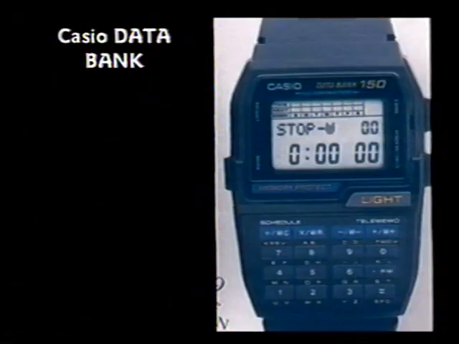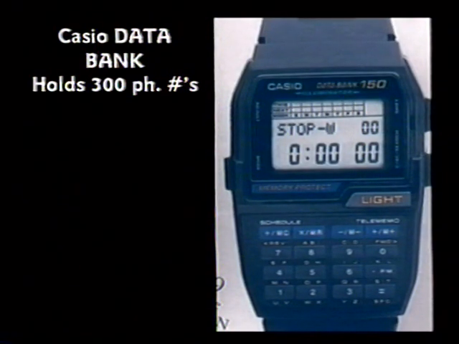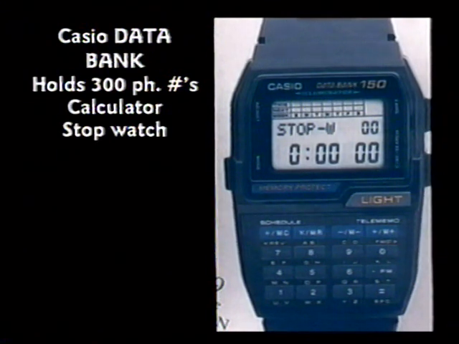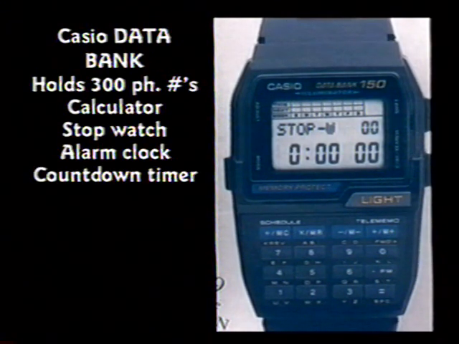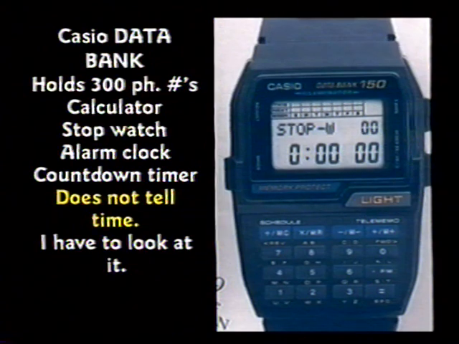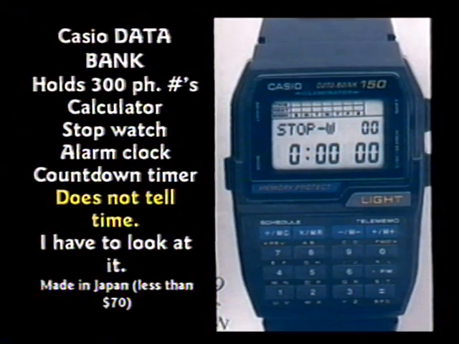I have a Casio Databank stopwatch. It holds 300 phone numbers. It is a calculator. It's a stopwatch, an alarm clock, a countdown timer. It does not tell time. I have to look at it. But this really is an amazing machine, okay? $70 at Walmart. The watch is made in Japan. I was in Japan a couple months ago. I did not get to meet the guy who makes the Casio watches. But I would be willing to bet there is somebody over there who designs them.